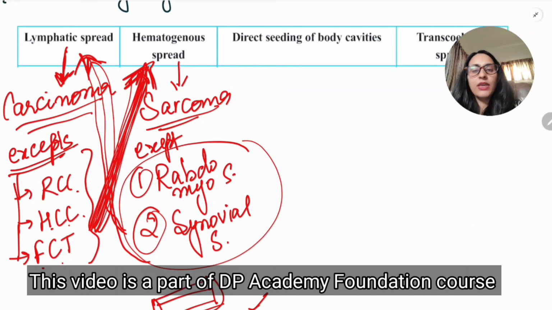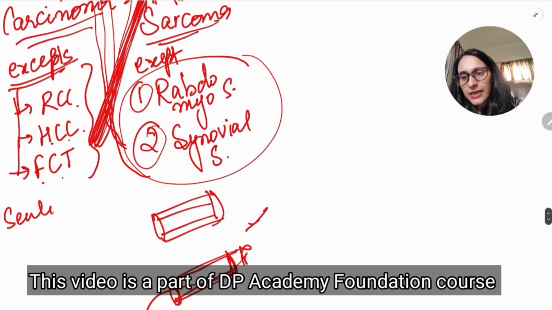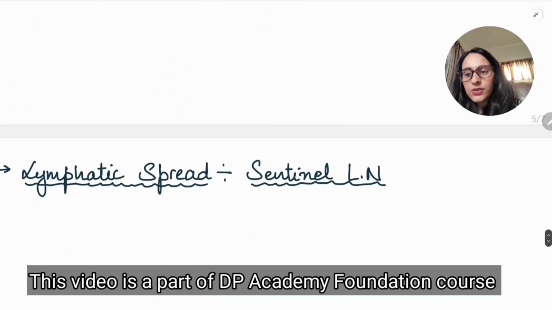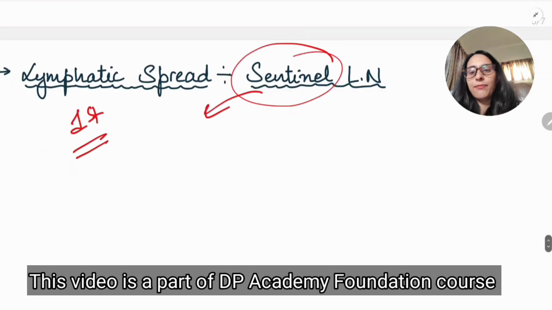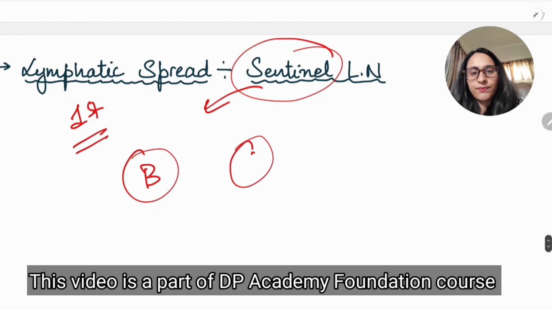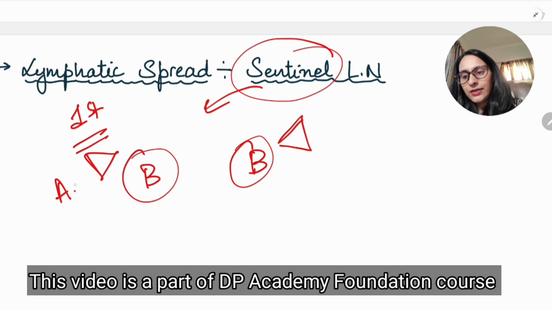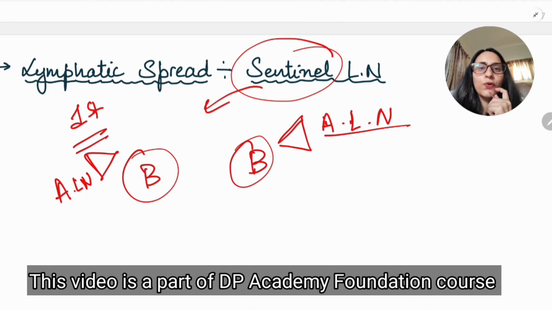In lymphatic spread, we have something known as sentinel lymph nodes. What is the meaning of the word sentinel? It means first. So the first lymph node to receive the lymphatic drainage of an organ is the sentinel lymph node. For example, the sentinel lymph node for the breast is the axillary lymph node, in the axilla. Axillary lymph nodes are the sentinel lymph nodes for the breast.